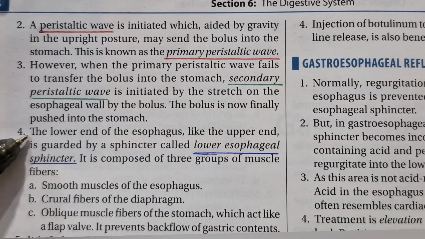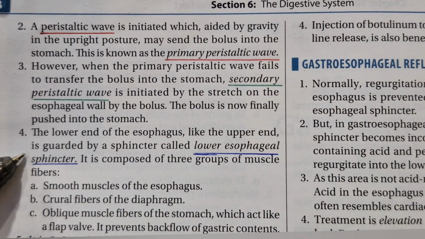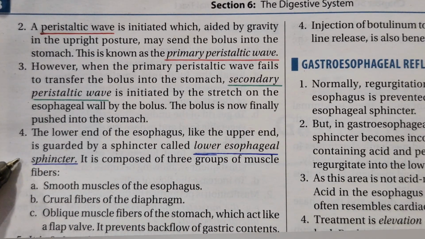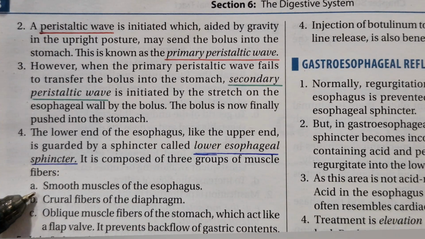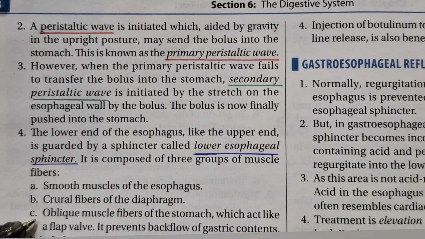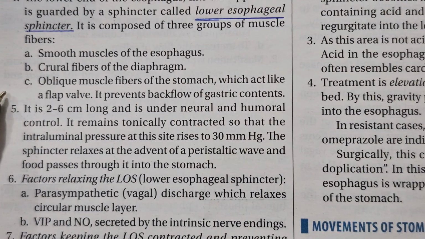The lower end of the esophagus, like the upper end, is guarded by a sphincter called the lower esophageal sphincter. It is composed of three groups of muscle fibers that includes smooth muscles of the esophagus, crural fibers of the diaphragm, oblique muscle fibers of the stomach, which act like a flap valve. It prevents backflow of gastric contents.